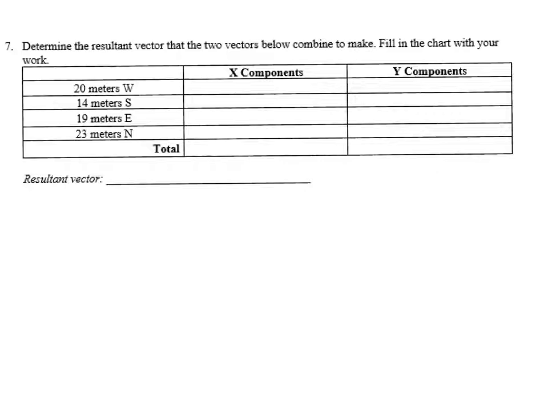So your first step is going to be to sort them into their columns. The x column is going to be if they're going east or west, and the y column is going to be north or south. If it's going west, we're going to make it negative. If it's going south, we're going to make it negative. If it's going east or north, we'll keep it positive.